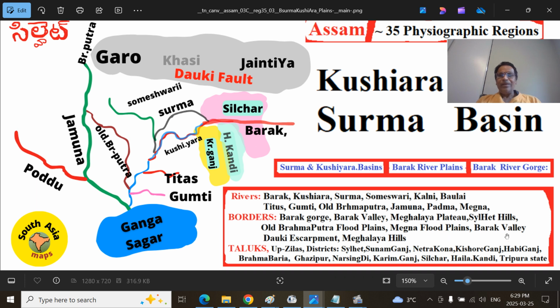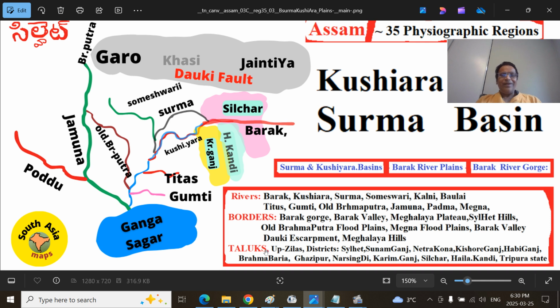And Sylhet hills. Then the old Brahmaputra floodplains. This is the old Brahmaputra floodplains. And Meghna River floodplains, downstream Meghna River where it floods, the Barak Valley we looked at, Dawki escarpment and Meghalaya hills.